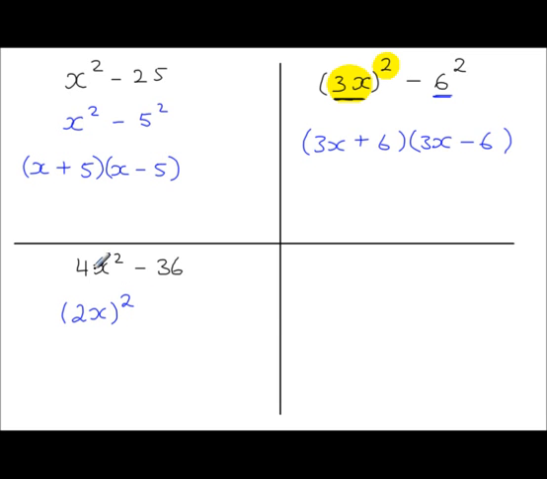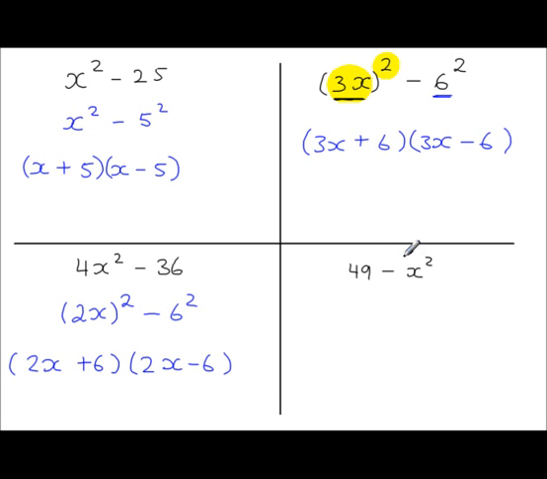In this, only the x is squared, not the 4. But now both the 2 and the x, they're both squared. And 2x squared just gives you 4x squared. So these are the same. Minus 6 squared. So then you've got 2x plus 6 and 2x minus 6.